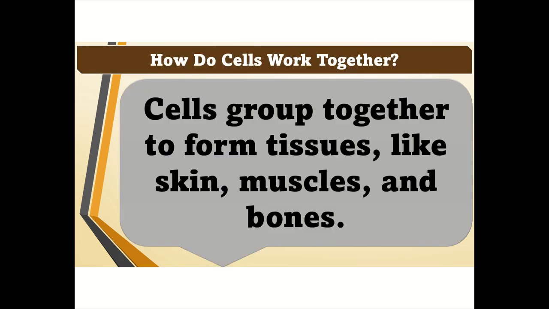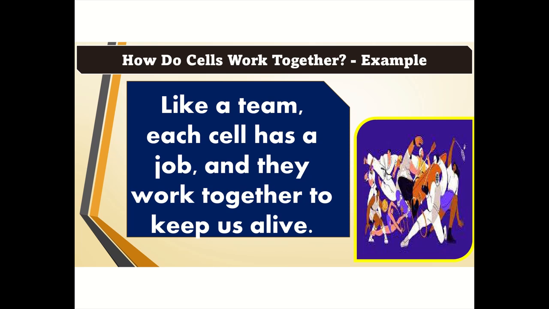How do cells work together? Cells group together to form tissues, like skin, muscles, and bones. Example, like a team, each cell has a job, and they work together to keep us alive.